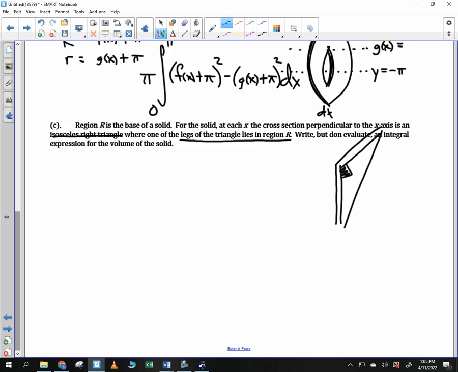Okay, it has a right angle. If it's isosceles, then two sides are the same. Now it says that one of the legs lies in the region. Sometimes it's the hypotenuse that lies in the region. The problem becomes significantly more challenging at that point. We can address that later. But one of the legs is in the region. So what is the length of the region? What's the length of the region?